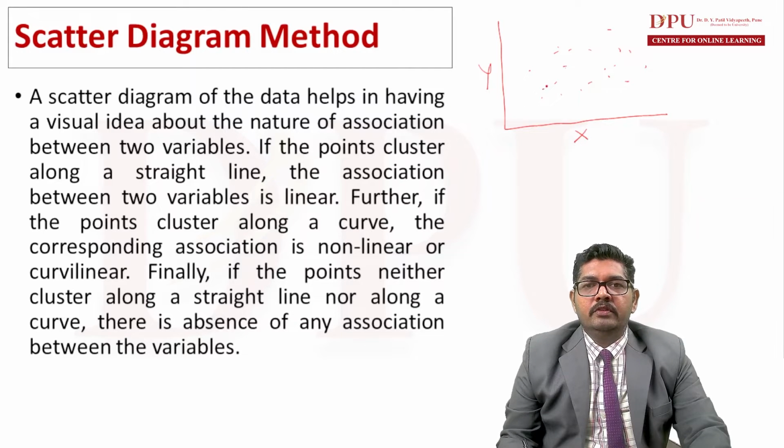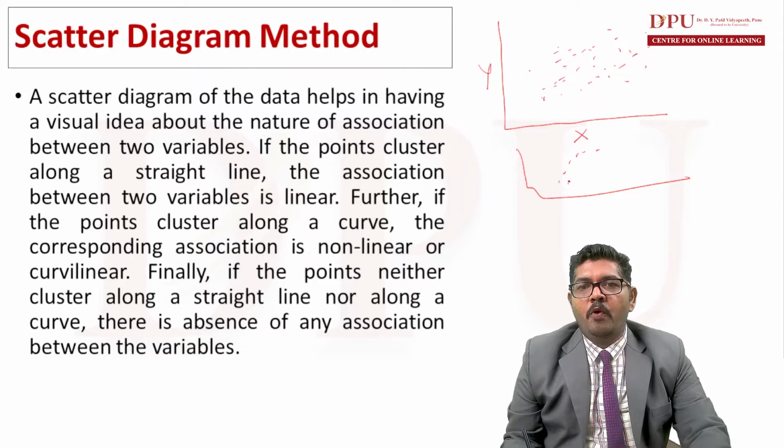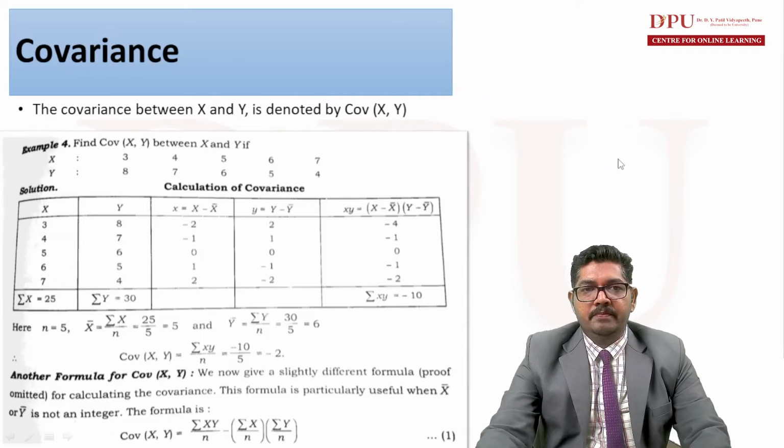So if we get a cluster of points like this, this kind of relationship is called linear. Further, if the points cluster along a curve, suppose we get a curve like this, we get points clustered like this, then this will be called curvilinear. Finally, if the points neither cluster along a straight line nor along a curve, there is an absence of any association between the variables.